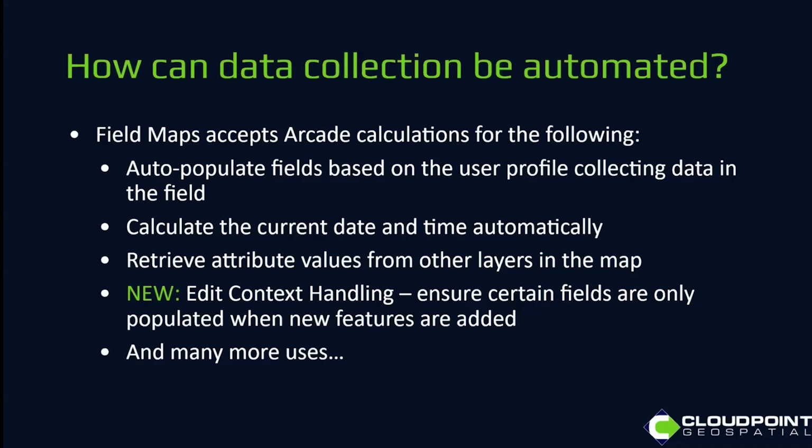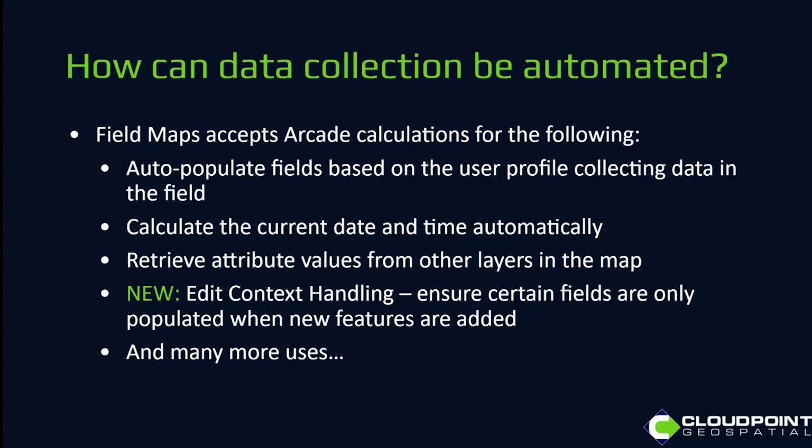We also have the ability to retrieve attribute values from other layers in the field map itself. The way that this is going to work is, say you had some other data in there, maybe something like a zone. You're doing an inspection in a particular zoning area and you can pull that zone name into your inspection automatically. Again, the idea is to cut back on what your field crews are trying to process and do while they're in the field, and get them to focus specifically on just collecting the data they need to collect.